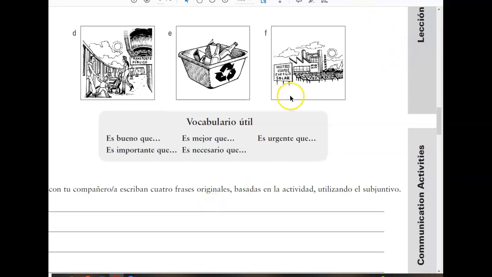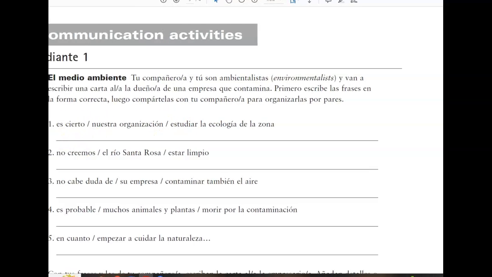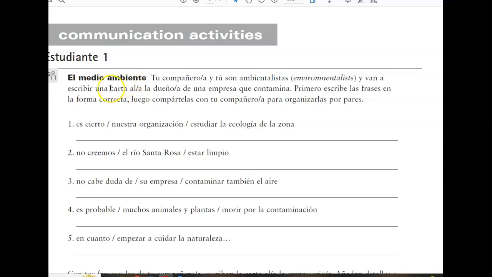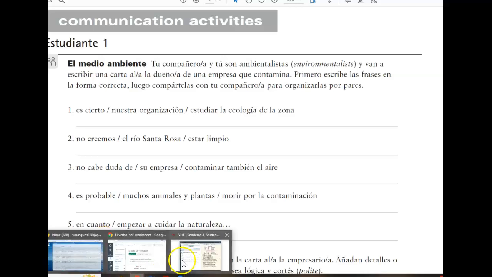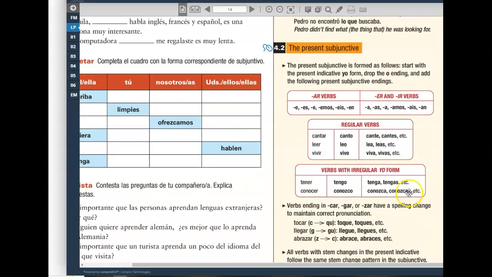Before we get there, I'm going to have you guys do the next page, and there are two sides to this, and simply create subjunctive statements, putting together all of the elements to form each of these sentences in the subjunctive mood. Tu compañero y tú son ambientalistas y van a escribir una carta al dueño o dueña de una empresa que contamina. Primero escribe las frases en la forma correcta y luego compártelas con tu compañero para organizarlas por pares. So simply utilize all the elements in the sentence to create a subjunctive opinion or observation. I'm going to do the first two with you, and then the last three you can create on your own. Now remember, page 14 would be very helpful in terms of how to formulate the subjunctive.